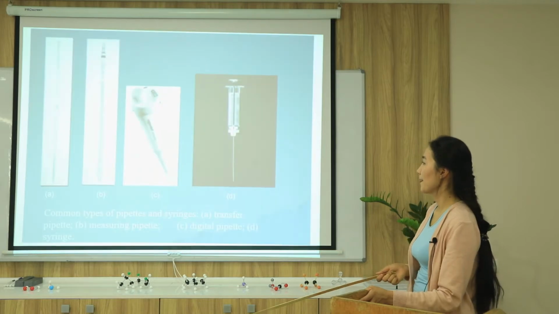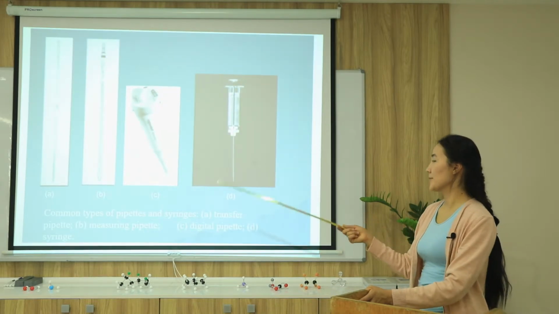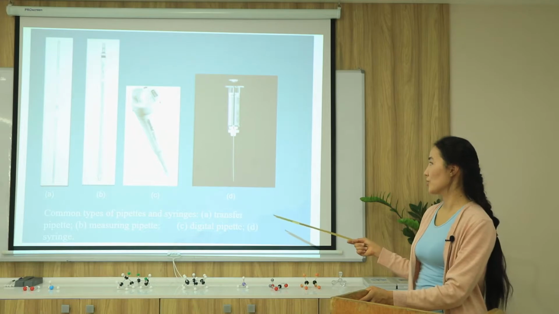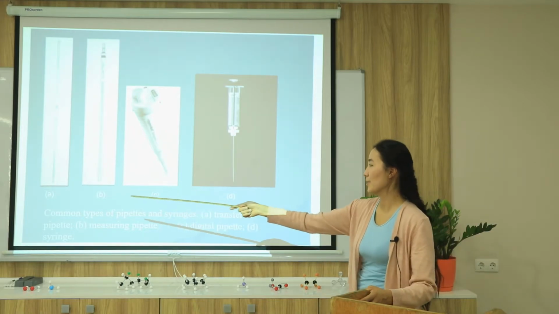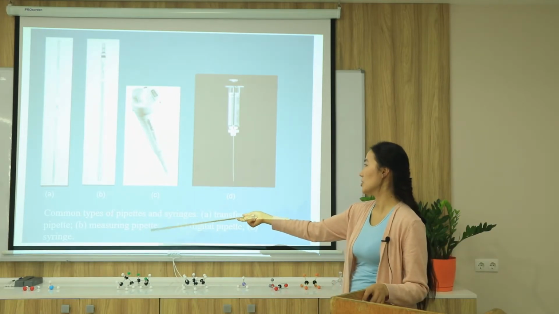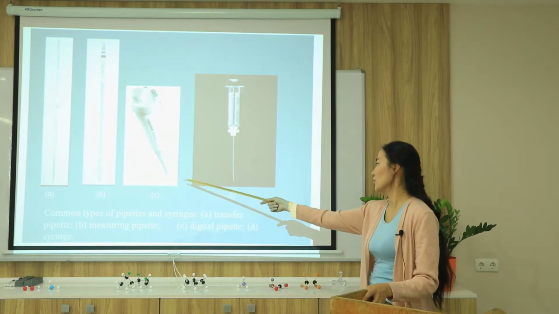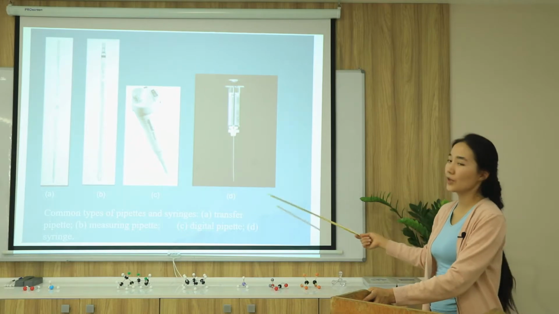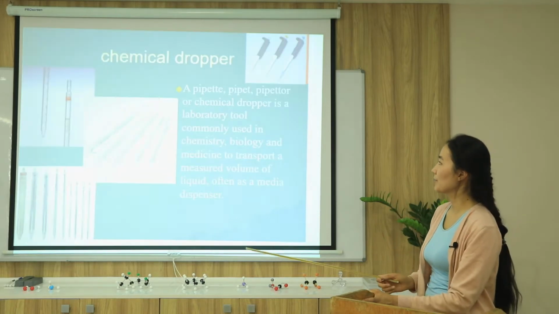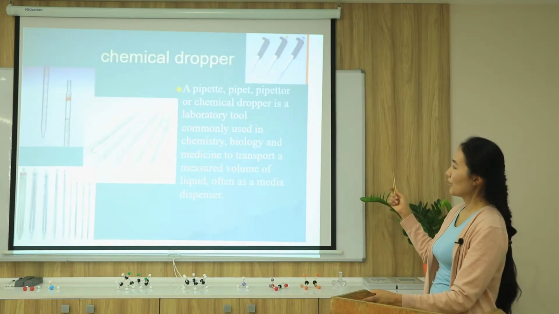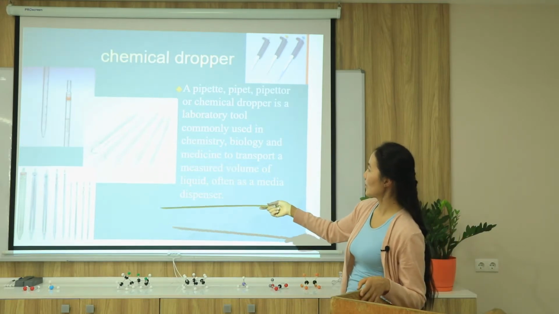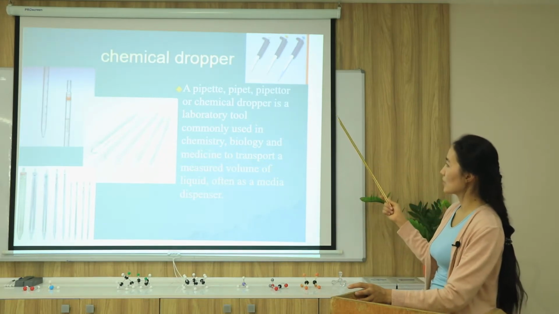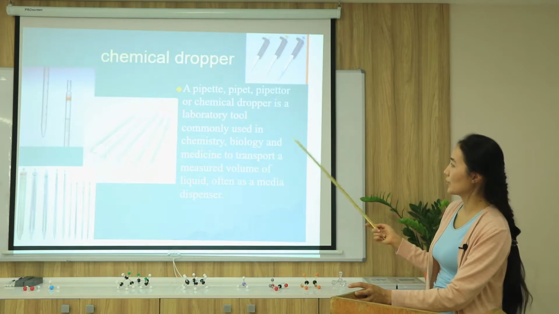Okay, next. Also, we have the common types of pipettes and syringes. They include the transfer pipette, the measuring pipette, the digital one, and this one is a syringe, which is most useful in chromatography. Okay, please. The chemical dropper is also one of the types of pipettes; it is a laboratory tool.